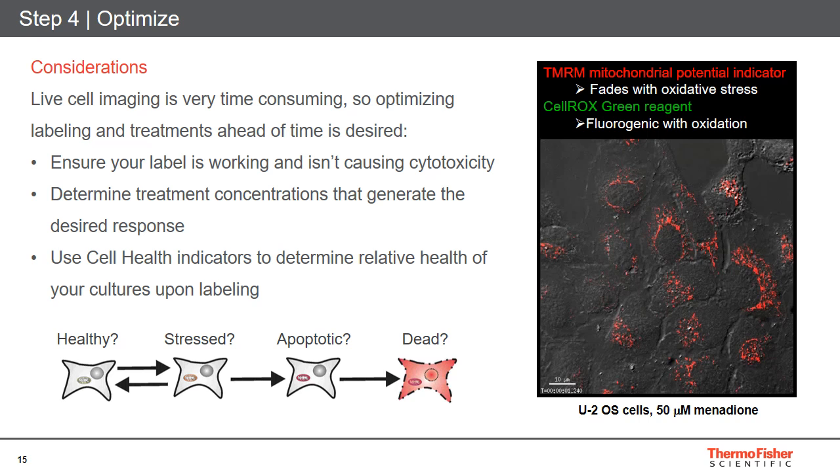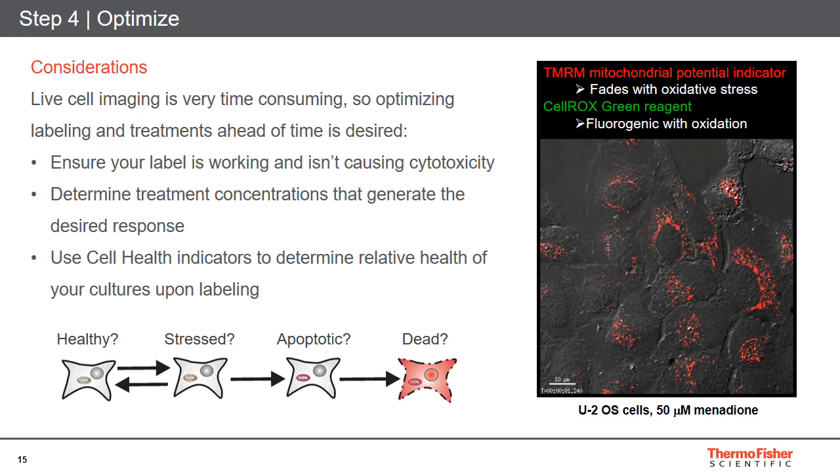So what we have here on the right is an example of a couple different reagents that can actually be multiplexed to give you a combined picture of cell health, and in particular mitochondrial health, by looking at the mitochondrial health using a small molecule label called TMRM, which loads based on mitochondrial membrane potential. And this is being multiplexed with a reactive oxygen species detector called CellROX Green.